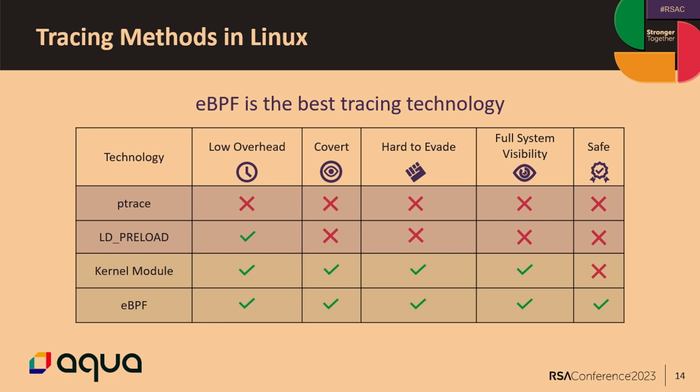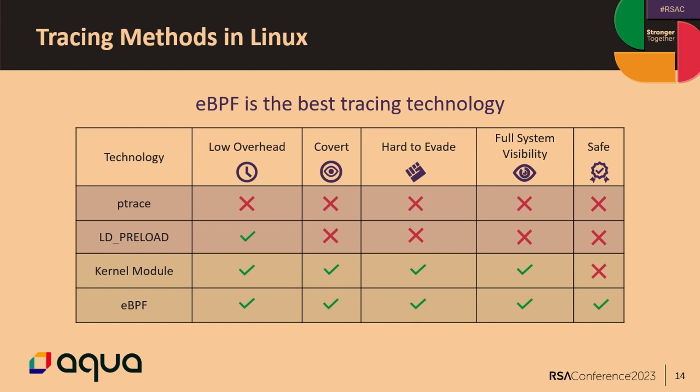As you can see, the top two rows are user space tracing methods. And as you can see, we have too many red X's and not enough green V's. It doesn't have the necessary criteria to allow us to do effective monitoring of the system. Either it has a high overhead or is not as hard to evade, as well as not providing full system visibility because it resides in the user space and the kernel space is hidden from it.